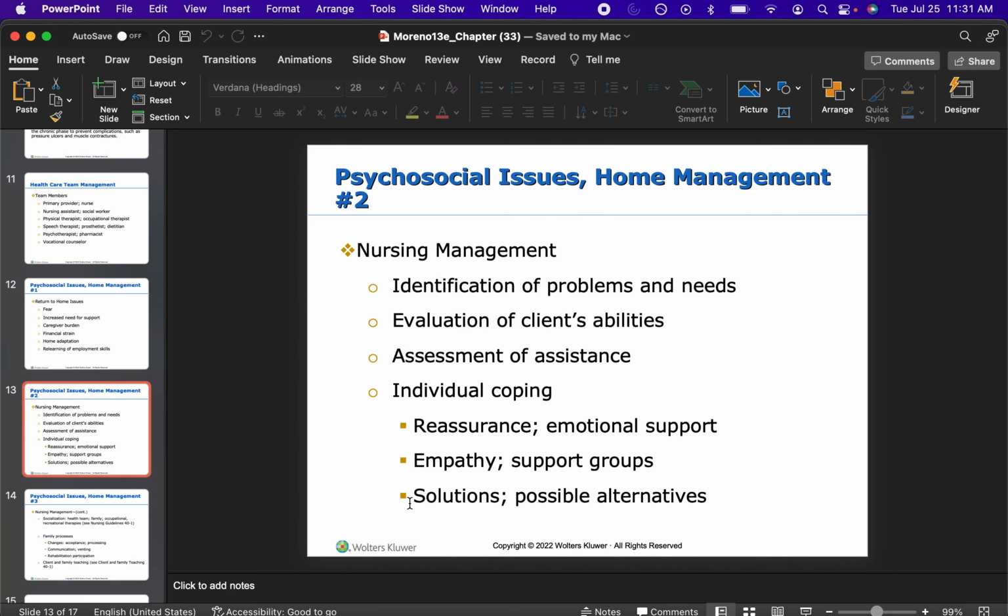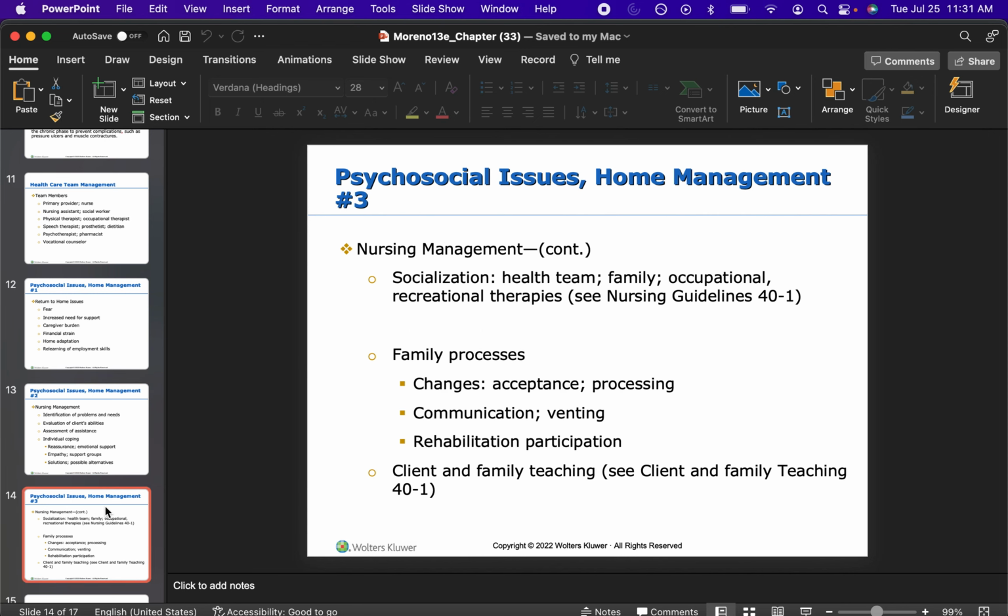We have our medical management. This is what we'll be doing the entire time, making sure we identify problems and needs, evaluation of a patient's abilities, assessments, and coping. How are they coping? Do they have the emotional support? Because this is a long, life-changing journey. More socialization, making sure they're getting what they need. And then family. We need to include family, making sure that they're accepting this life change.